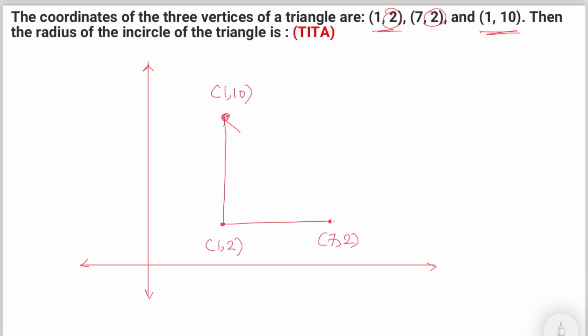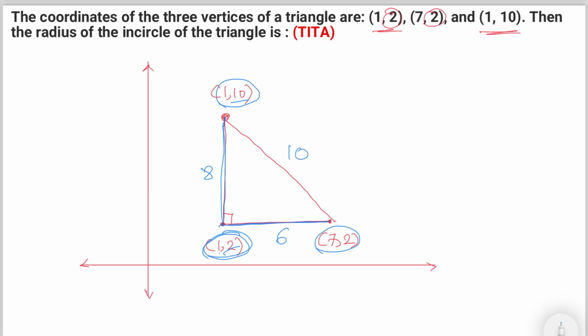And now we can very clearly observe the triangle is a right angle triangle, and in this we can very easily find the sides. Between these 2 points, the y coordinate being the same, the difference between the two x coordinates is the distance between the 2 points. So 7 minus 1, this length is nothing but 6. And between the points (1, 10) and (1, 2), the x coordinate being the same, the distance is the difference of their y coordinates, 10 minus 2, which gives me 8. This is very clearly your 6, 8, 10 triplet.